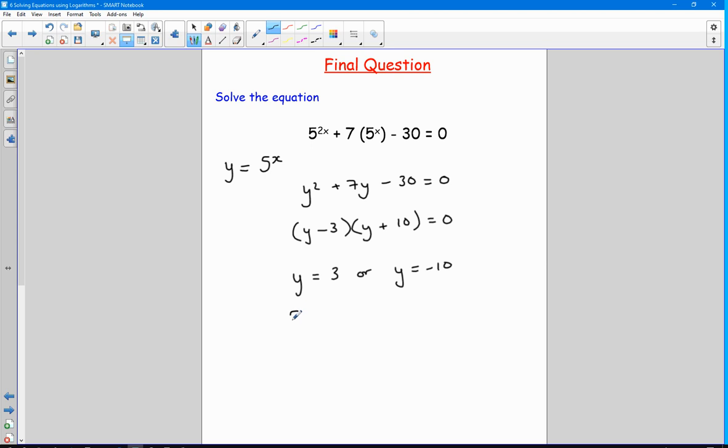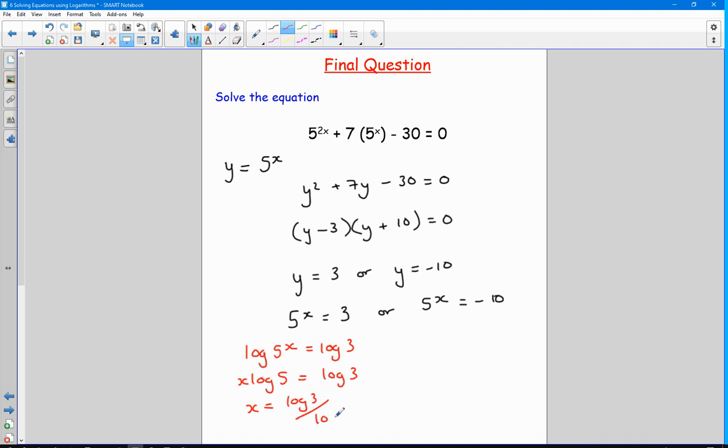And then we can sub this back in. 5 to the power of x equals 3, or 5 to the power of x equals negative 10. So we'll see some interesting results here. So let's do log of both sides. So if I do log of 5 to the x equals log of 3, x log 5 using the power rule equals log 3, and we get x equals log 3 over log 5.